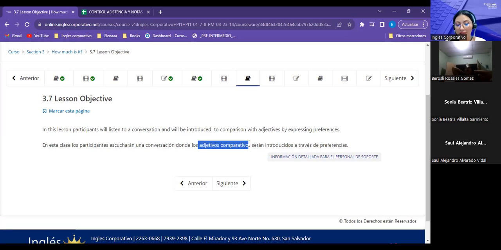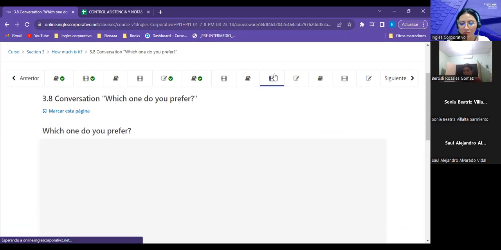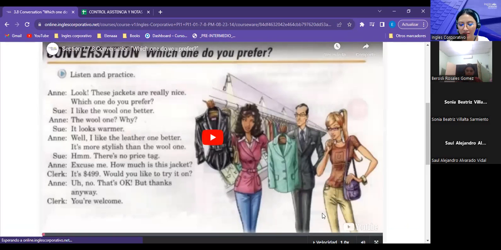Vamos a ver otro tipo de adjetivos. Palabras que se utilizan para comparar. No demostrar, ya lo ocupamos, ¿no? Comparar. Which one do you prefer? ¿Cuál me gusta? ¿Este o este? Ah, y vamos a ser capaces de dar una razón válida. ¿Cuál me gusta? Take a look at the conversation. Here we go.